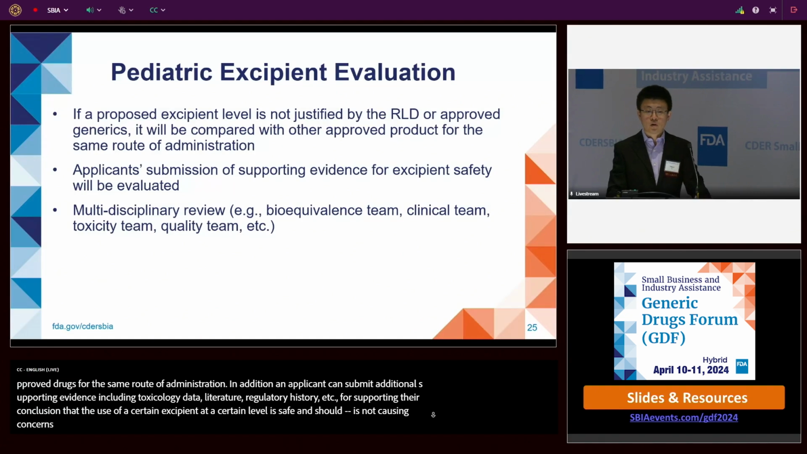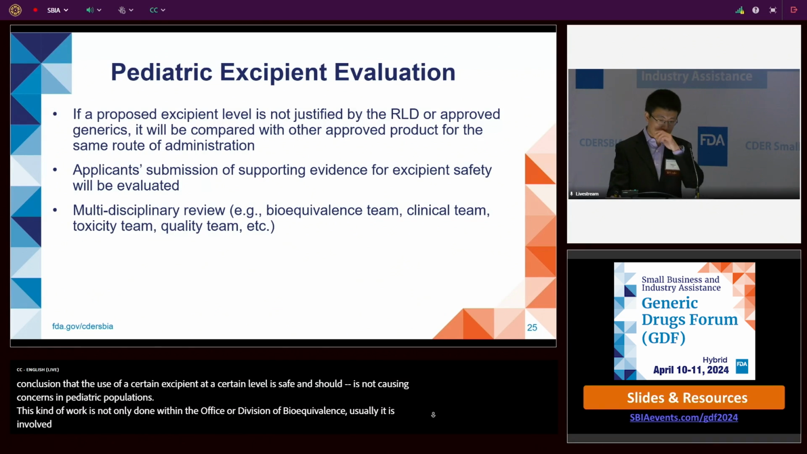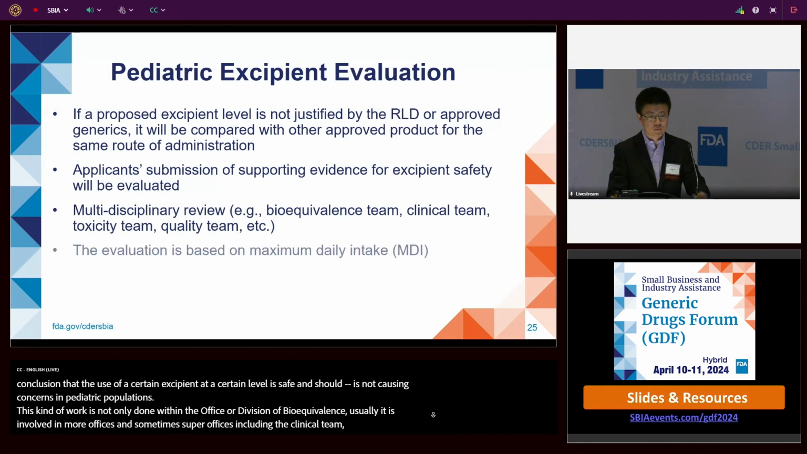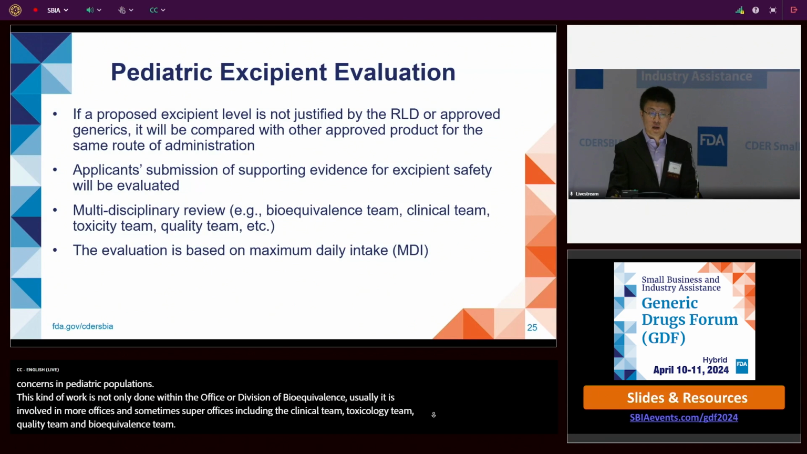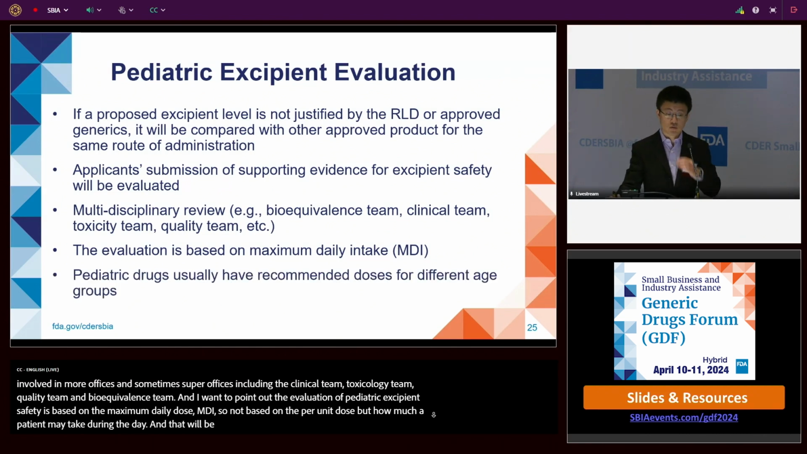This kind of work is not only done within the Office of Bioequivalence or divisions of bioequivalence. It usually involves more offices and sometimes super offices, including the biopharmaceutics team, the clinical team, the toxicity team, and also the product quality team. I do want to point out that the evaluation of pediatric excipient safety is based on the maximum daily dose. It's not based on the per unit dose; it's based on how much a patient may take during a day. That takes into consideration the MDD, maximum daily dose, for different drugs.